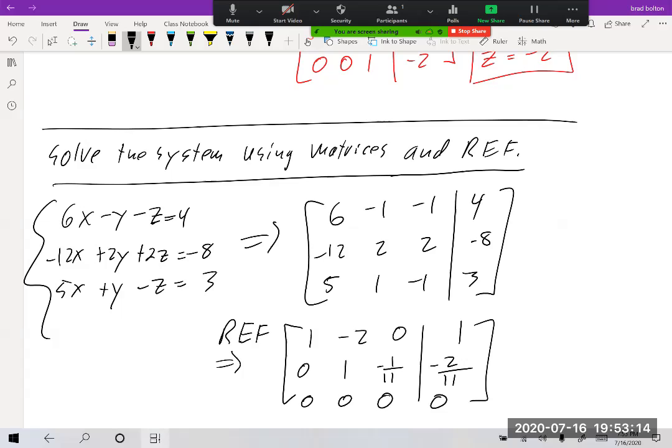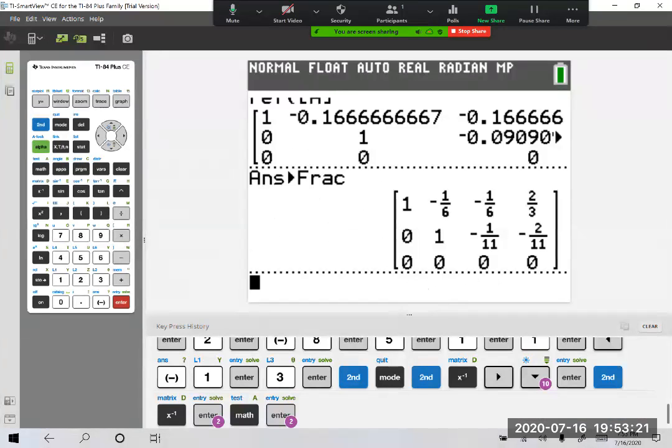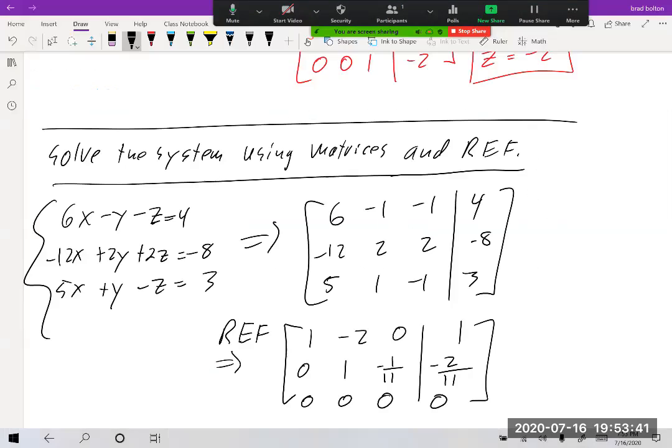Let's just double check. Oh, okay. They did it a little bit more fancy than we did. I think that's still right though. Let's see if it works. So let's go with that. If you did it by hand, you wouldn't get that exact setup. You would get it slightly different because I think they interchanged two rows in a different spot.